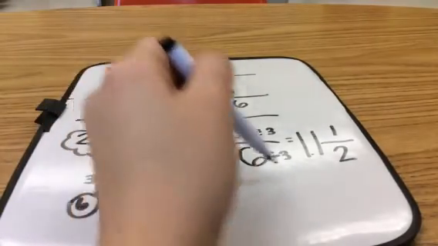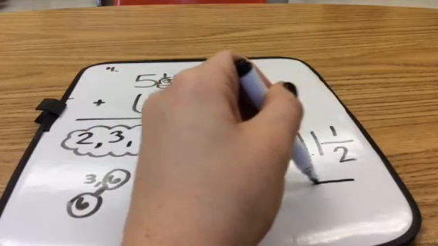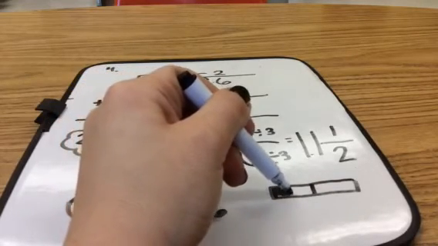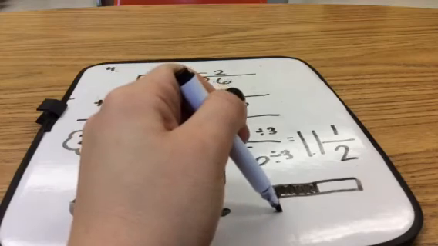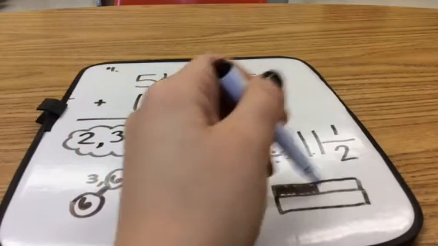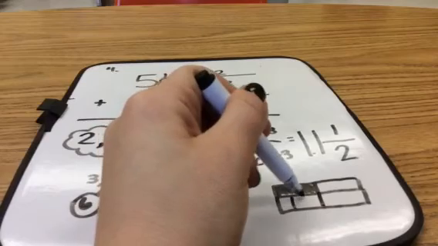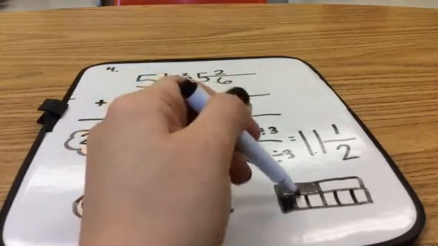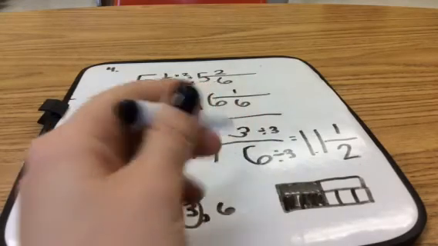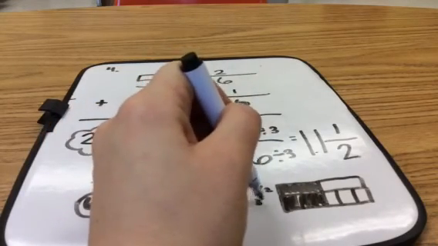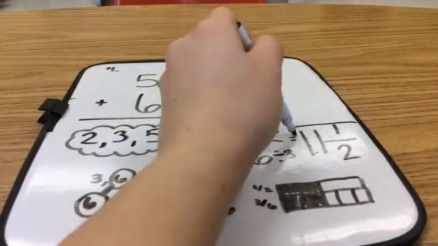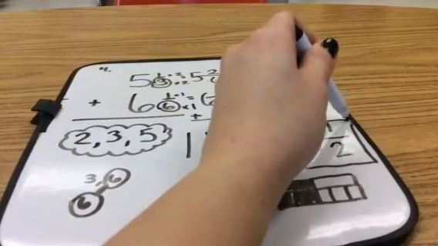And again, it's the same thing because if we're thinking of it like fractions, if I'm shading 1/2 of this block, it would be the same as shading 3/6. 1, 2, 3. They're equivalent. So your final answer, 11 1/2. Simplest terms.